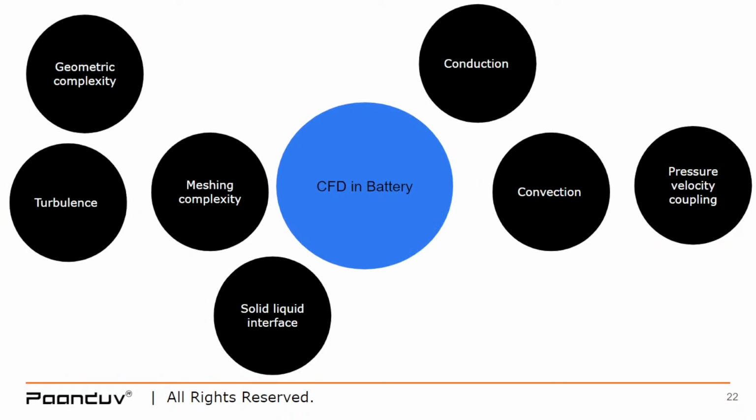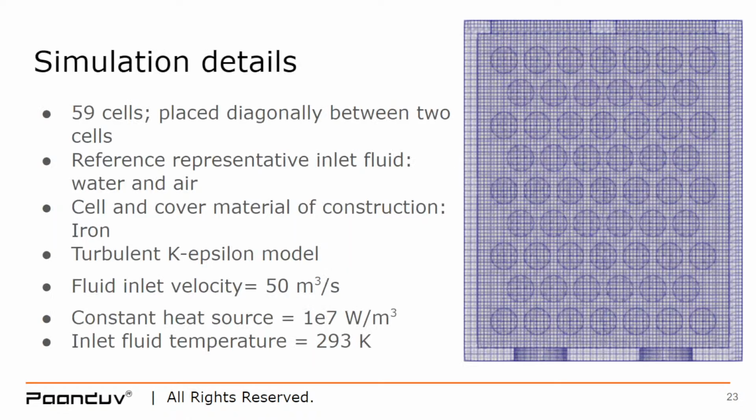So when it comes to CFD in battery, there is a lot of things going on, a lot of physics that is captured and shown on the screen here. But let's move on to the internal case study that we did at Paanduv. So this case study contains 59 cells, arranged in multiple rows, where a cell in a particular row is placed diagonally between two cells in the preceding row.